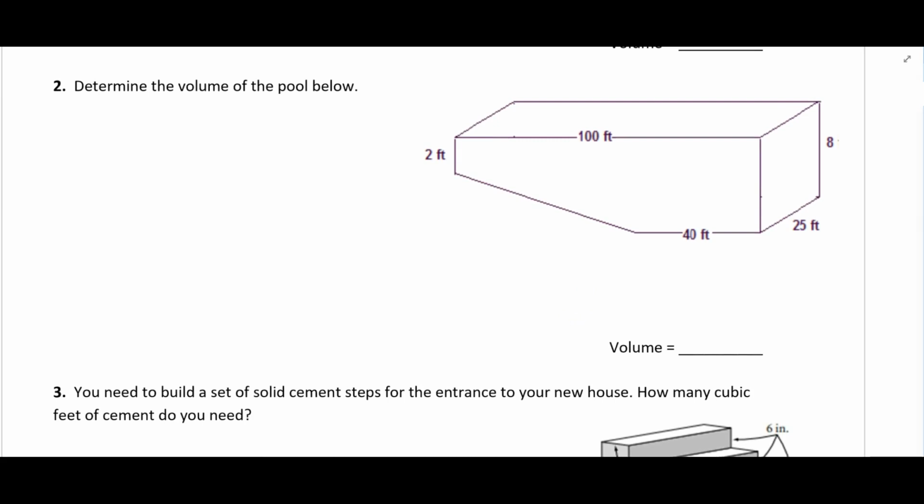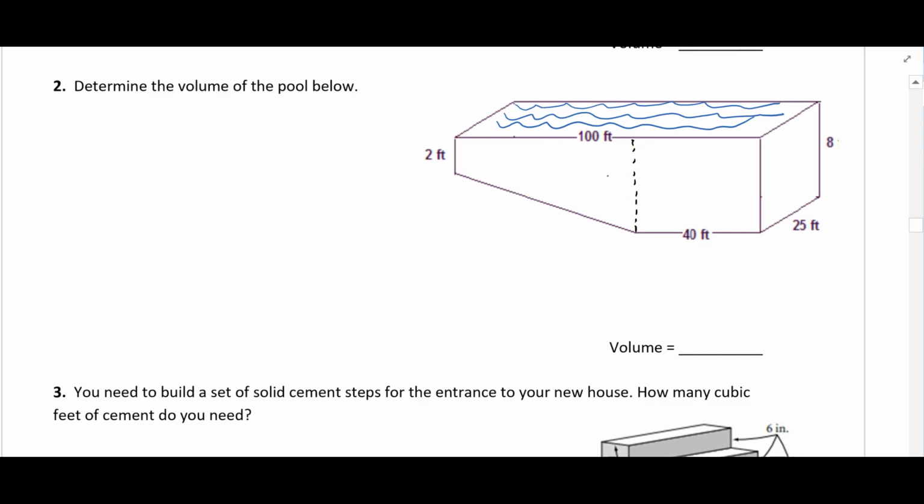So we want to determine the volume of the pool below. So this is a swimming pool. So here's our water in here where we could be swimming. And we need to find the volume. So what I'm going to do is I'm going to divide this front face into a sideways trapezoid.